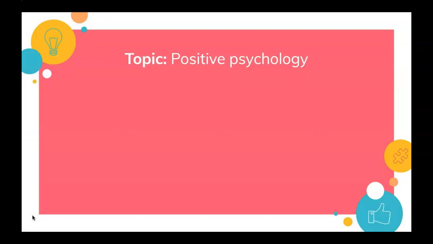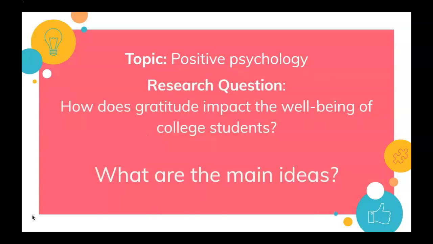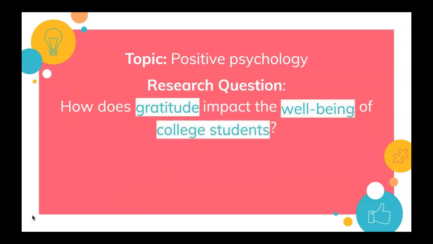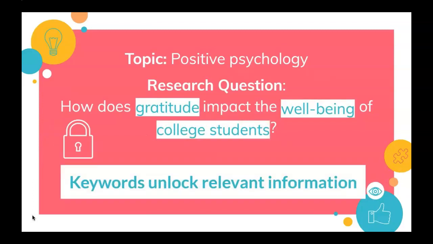Turning your topic into a research question is a great way to hone in on exactly what it is you're looking for. Continuing with our previous example, we're going to use the question, how does gratitude impact the well-being of college students? From this question, you need to pull out the main ideas or main concepts so that we can begin to search for information on the topic. What do you think the main ideas are? Hopefully, you said gratitude, well-being, and college students. As you can see, keywords are critical to unlocking information.